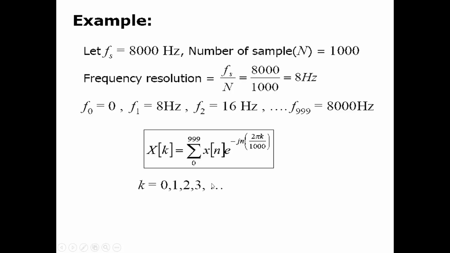So we can put it in this formula. That means X[k] will be the sum where n varies from 0 to 999, x[n] e to the power minus j n 2 pi k divided by 1000. k will vary also from 0 to 999. All right. So this is one example of taking the DFT, that means taking the 1000 point DFT of a discrete sequence x[n].